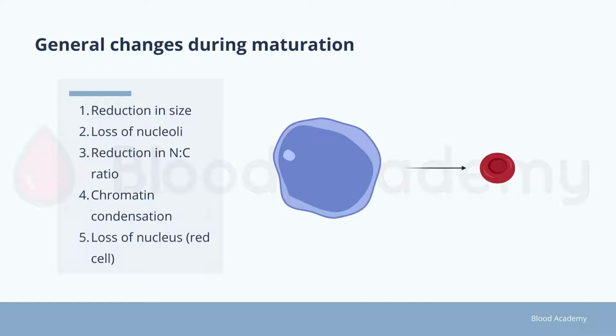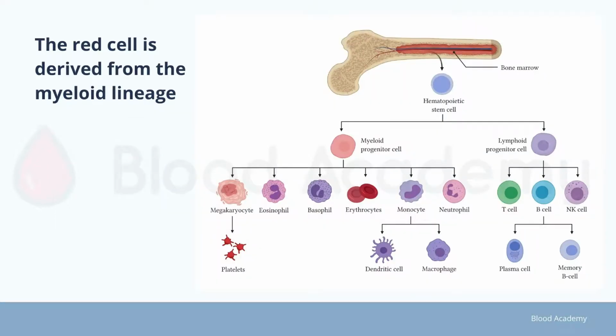During the maturation process, the cells undergo a number of general changes to their size, cytoplasm and nucleus. Of the most prominent of these are a reduction in size, loss of nucleoli, reduction in nucleocytoplasmic ratio, and chromatin condensation within the nucleus. The red cell is unique as its nucleus is expelled at the final stages of maturation. We've seen how blood cells are derived from a multipotent stem cell and develop into either myeloid or lymphoid cells. Red cells are part of the myeloid compartment of hematopoiesis.